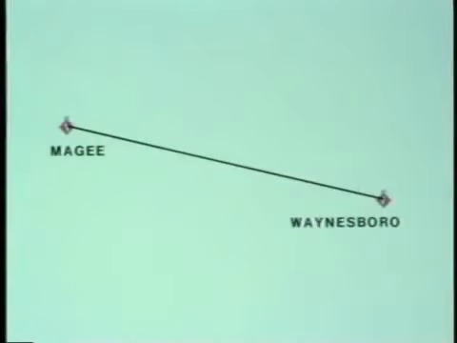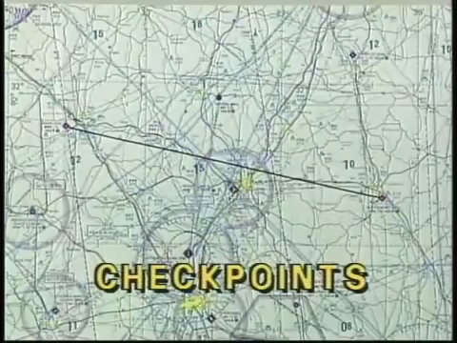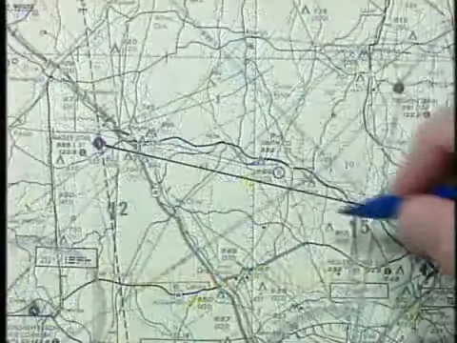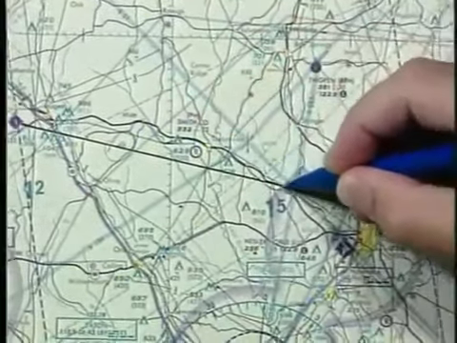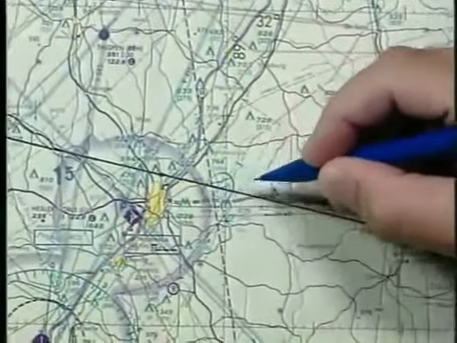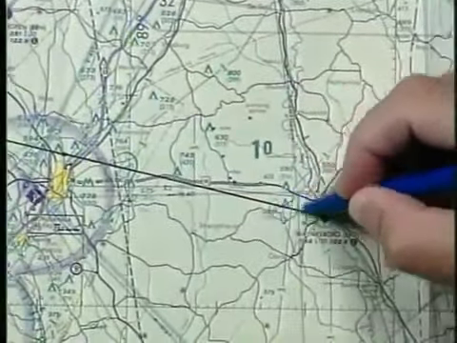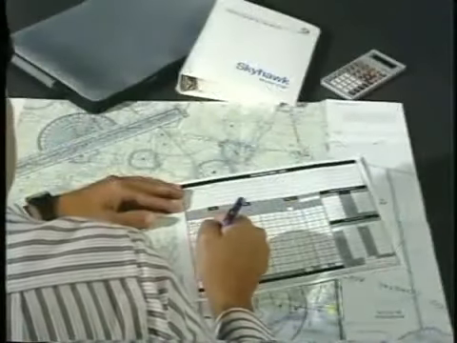Now that the course is plotted and measured, return to the actual chart and select checkpoints that will help you identify the course during the flight. The number of checkpoints you select depends on the length and complexity of the flight, as well as the terrain you're flying over. Each checkpoint should be clearly marked on the sectional chart and entered on a navigation log.